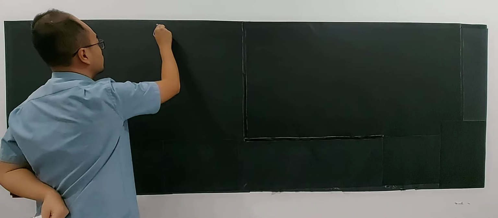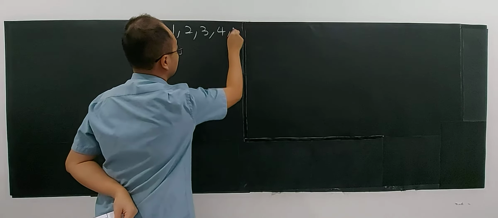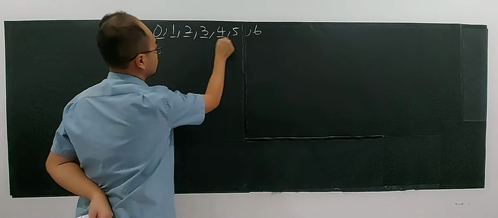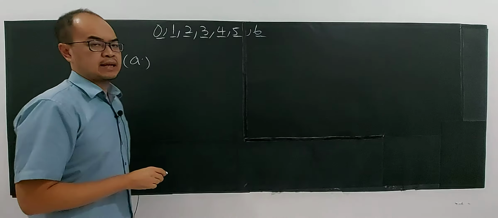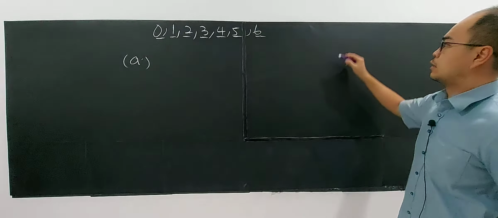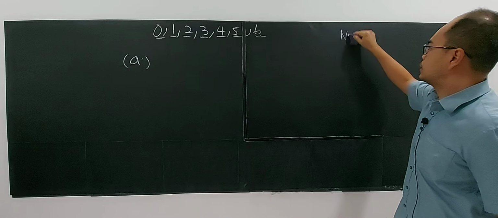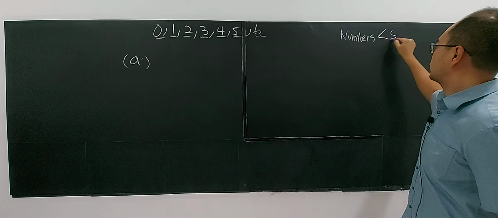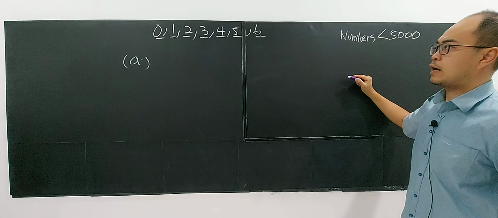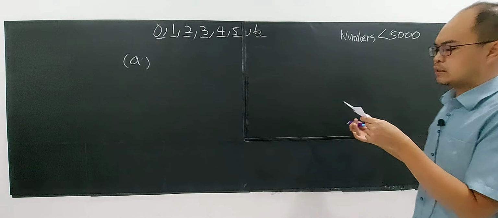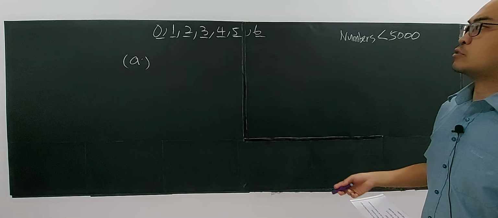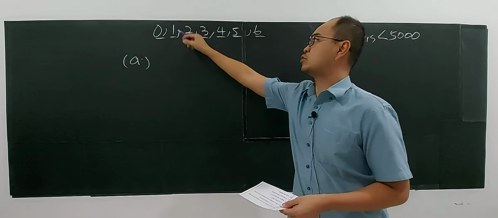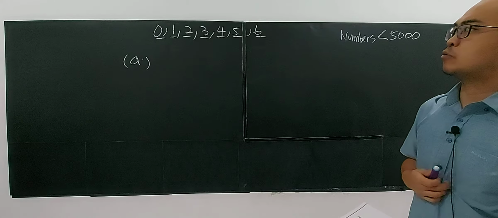All right, let's look at the first question. So we have 0, 1, 2, 3, 4, 5, and 6. In total we have 7 choices, right? The first condition is less than 5,000. What does it mean by less than 5,000? Any number less than 5,000, right? The largest number that can be accepted here would be 5, 4, 3, 2, 1, right?